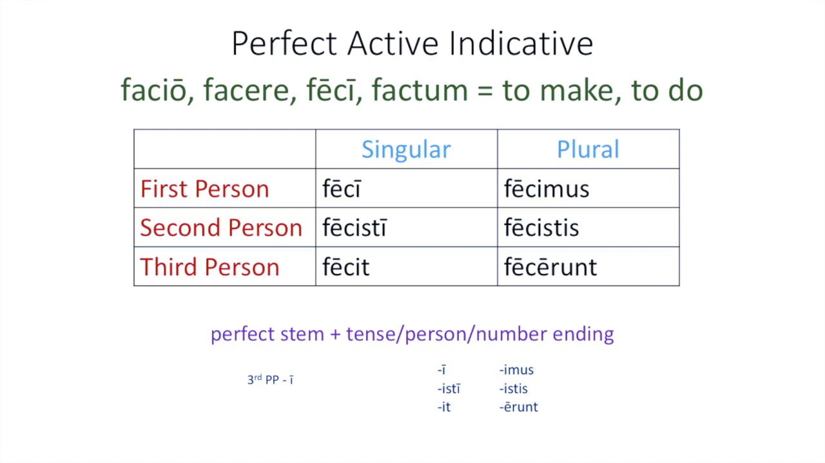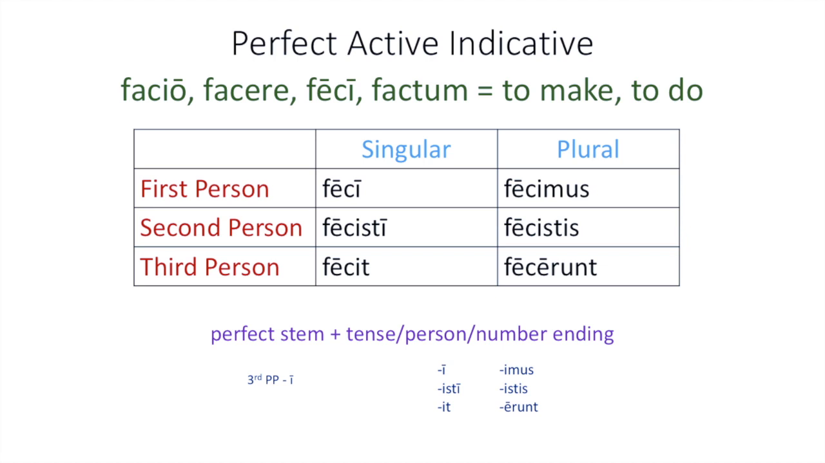So here are all of the forms. Notice that second person, both singular and plural, is a little bit different. You have to have that isti in there for second singular and istis for second person plural. So you just have to remember that, but otherwise it's very similar to your present system. So you have your endings i, isti, it, imus, istis, erunt.